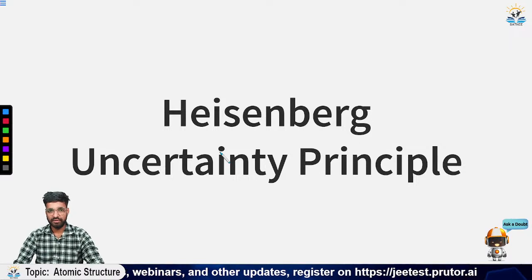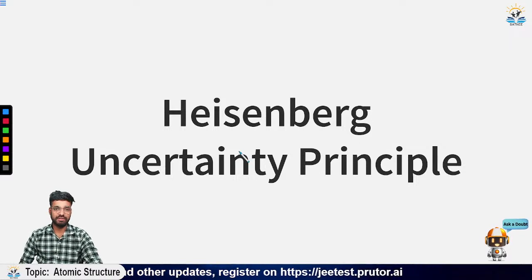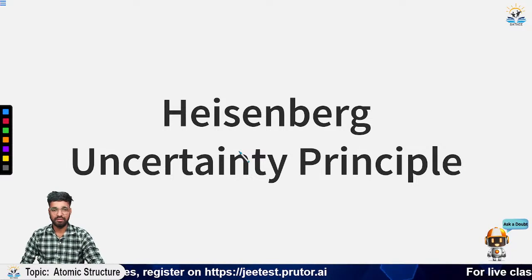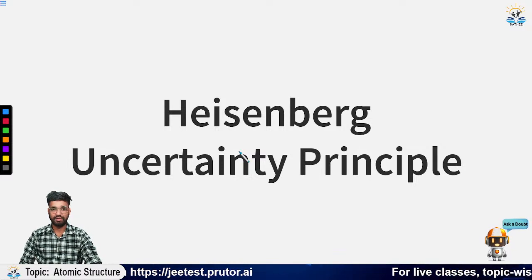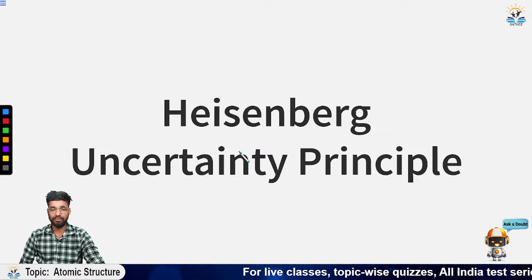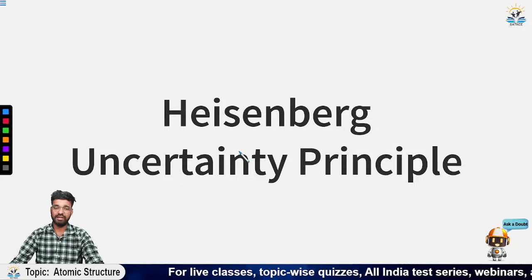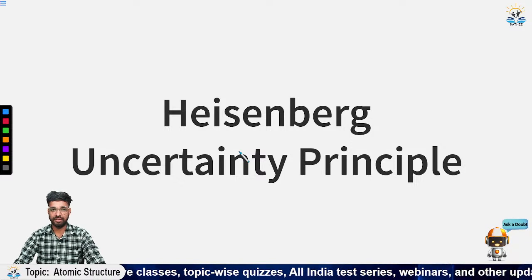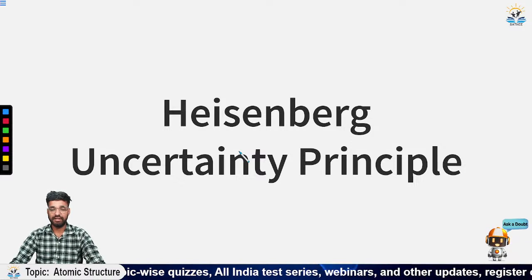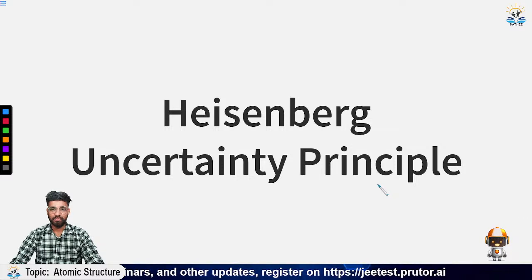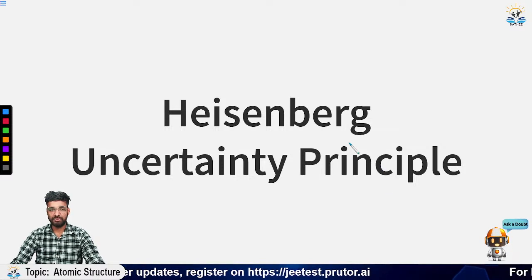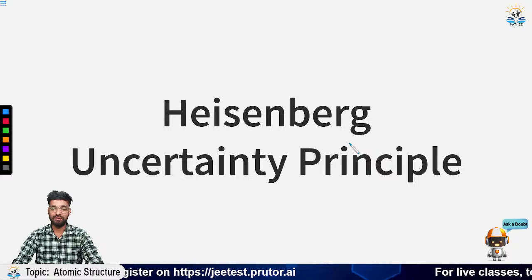So we have started our chapter, atomic structure. In the previous class we studied Bohr's atomic model and how it was good for explaining most of the things. Then we saw that it has some limitations, because it considered both the position and the momentum to be calculated at the same time, which is the opposite of the Heisenberg uncertainty principle, which we will discuss today.